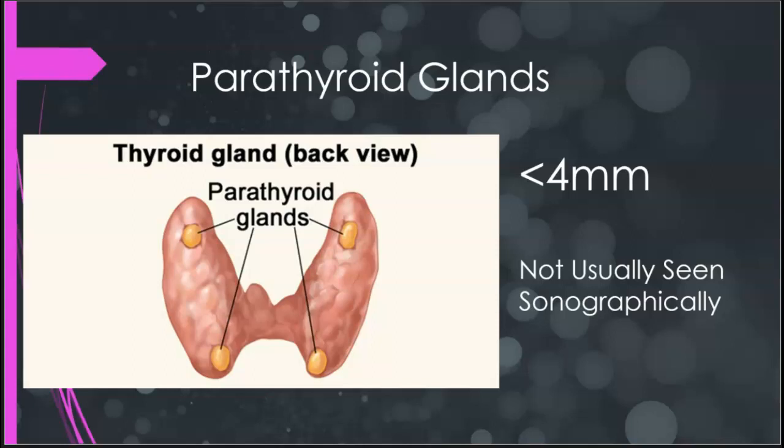So looking at the posterior aspect of the thyroid, we have our parathyroid glands here. They're going to be flat and disc-shaped. They're normally going to be less than 4 millimeters and isoechoic to the thyroid parenchyma. Actually so isoechoic to the thyroid parenchyma that they're not routinely seen sonographically, usually not seen unless there's something wrong with them.